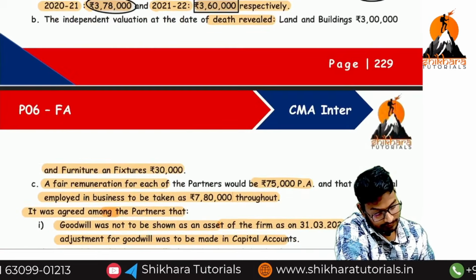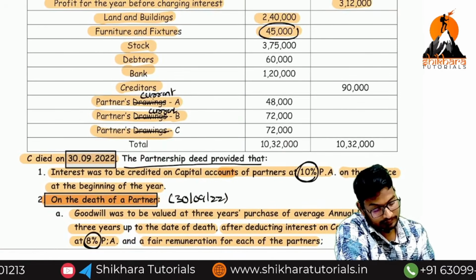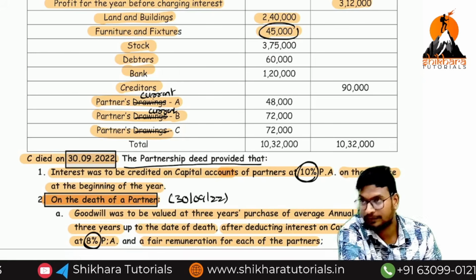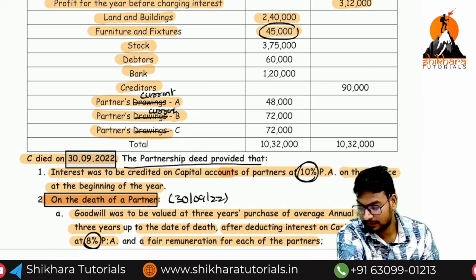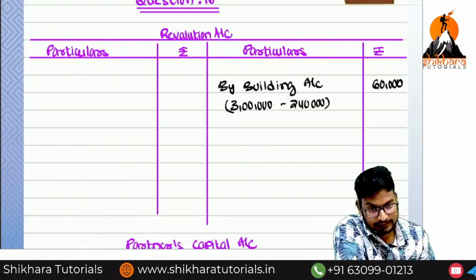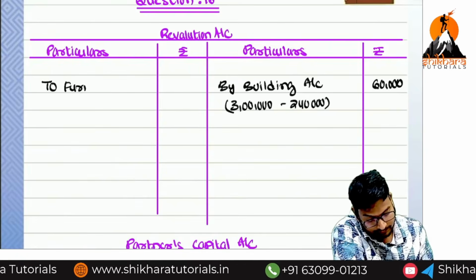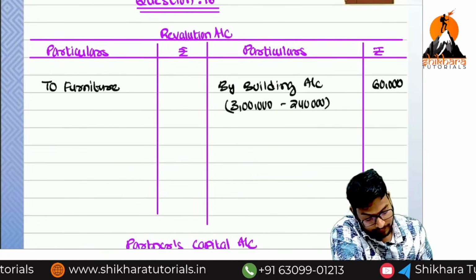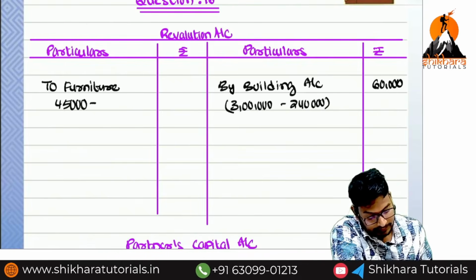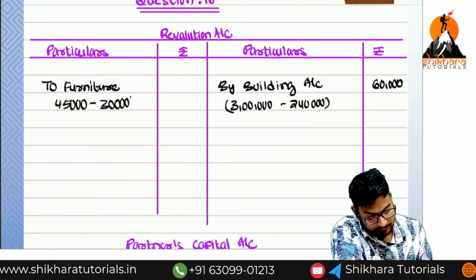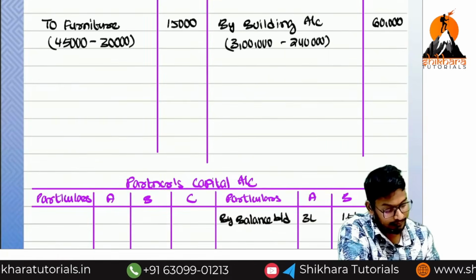The next one, the same thing. Furniture, how much? 30,000. In the balance sheet, 45,000. So increases or decreases? Decreases. How much? 15,000, furniture. 45,000 minus 30,000 is 15,000. What is the balance amount?